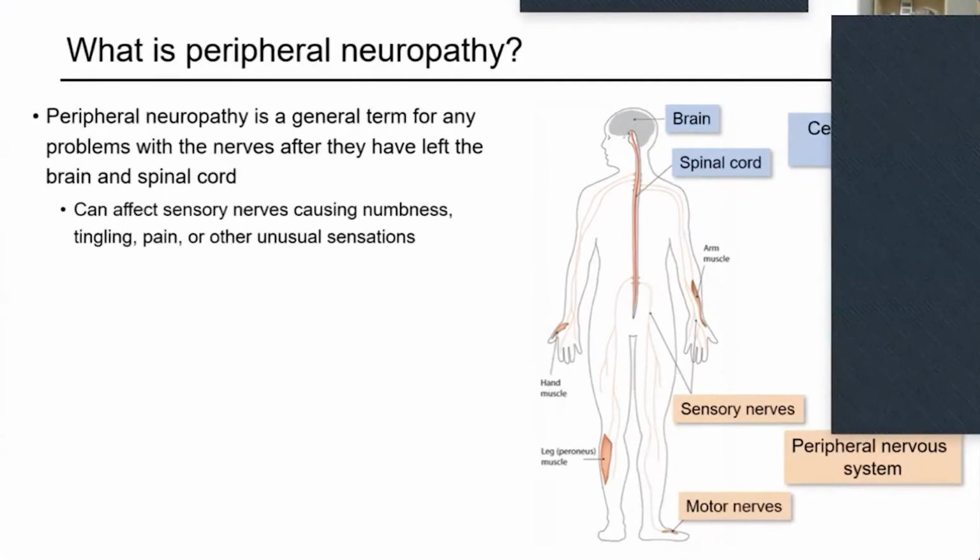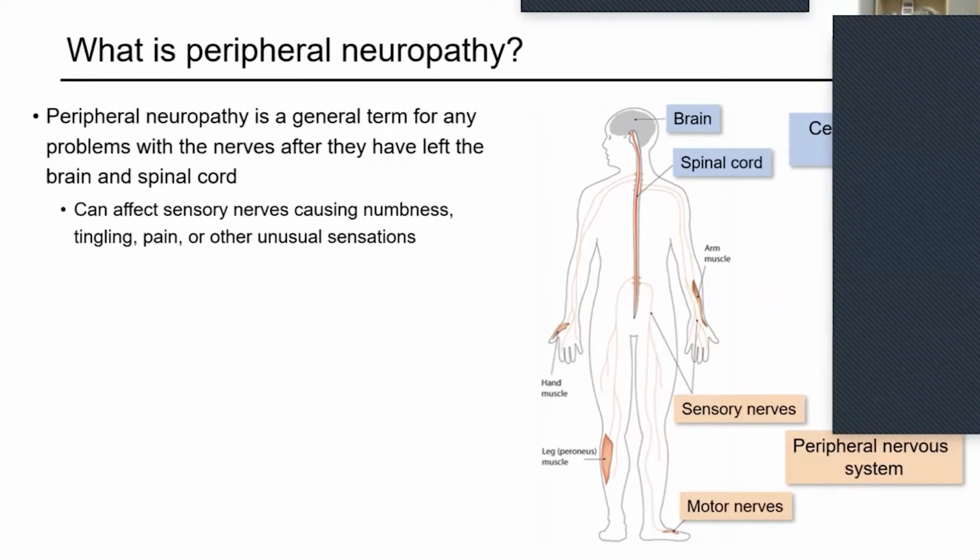So peripheral neuropathy can affect just the sensory nerves. In that case, it can cause numbness or loss of sensation. It can also cause extra unusual or uncomfortable sensations like tingling or pain or electrical shocks or feeling of cold or hot when those true sensations are not really there. It can also affect motor nerves, and in that case, it generally leads to weakness and atrophy, or shrinking, of the muscles where those motor nerves are supposed to be targeted.